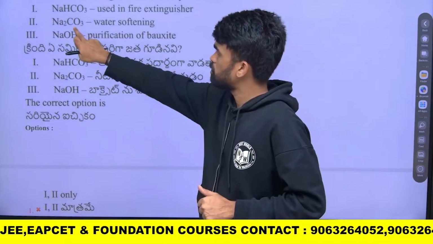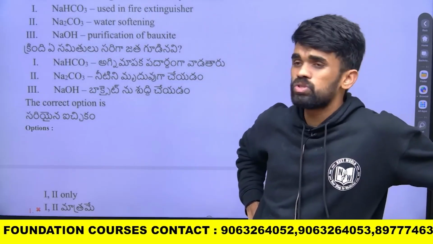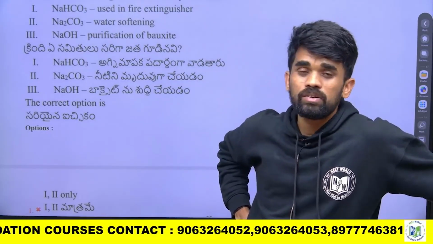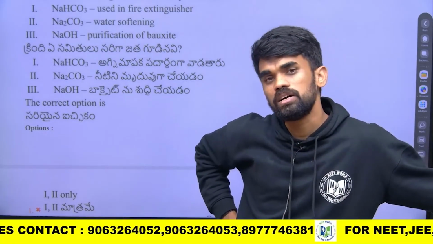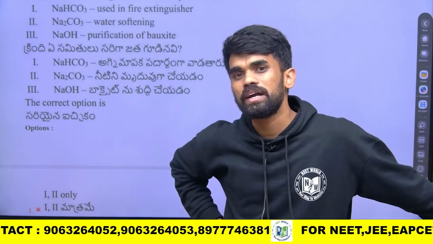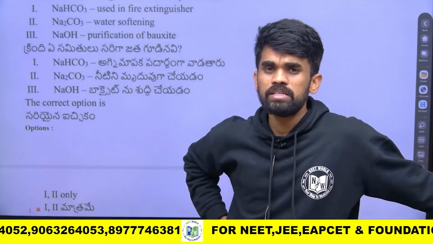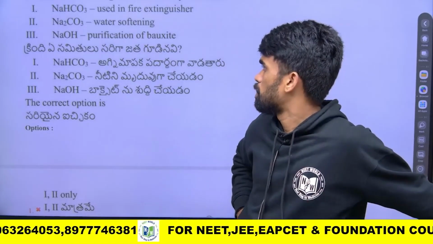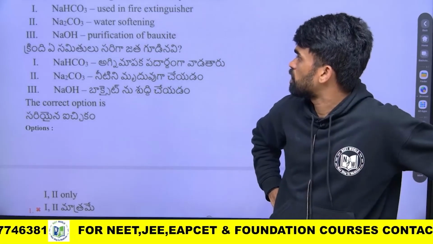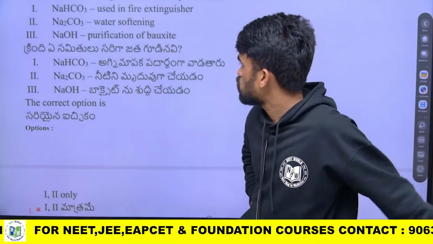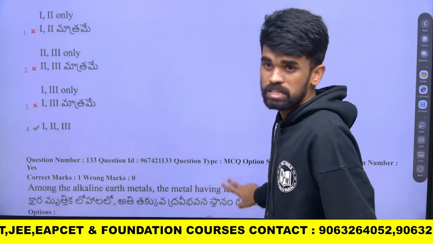When it comes to statement 2, Na2CO3 is used for softening of water. See, we know there is hard water and soft water. So in order to remove the hardness of water, Na2CO3 is used. Okay, you can remember that. That is also correct. So NaOH is used in the purification of bauxite, that is also correct. So all 3 statements are correct. So we have option 4, which says all 3 statements are correct.